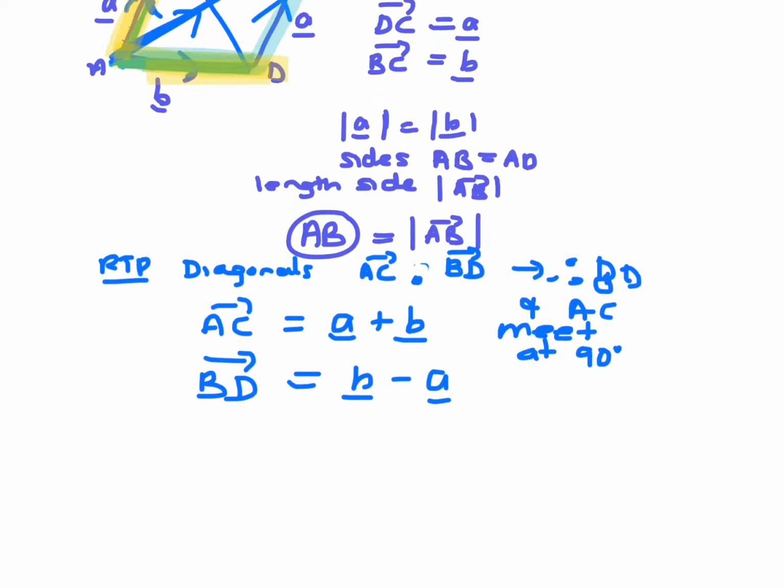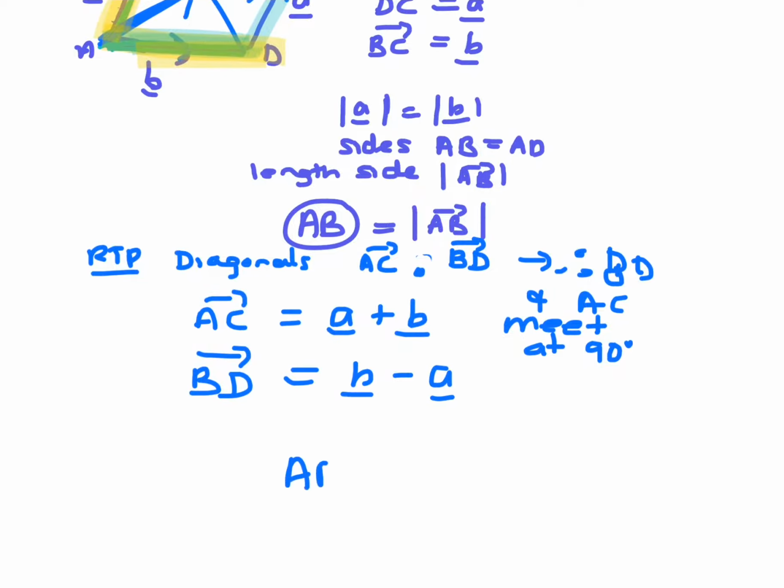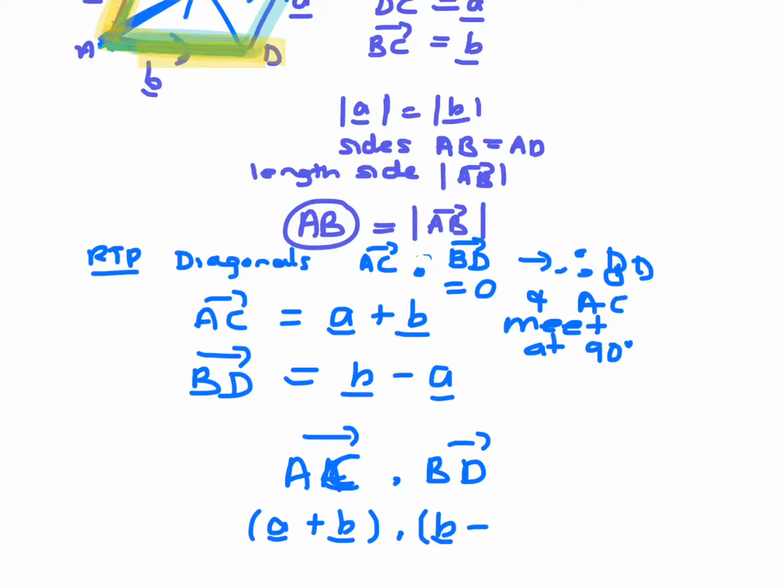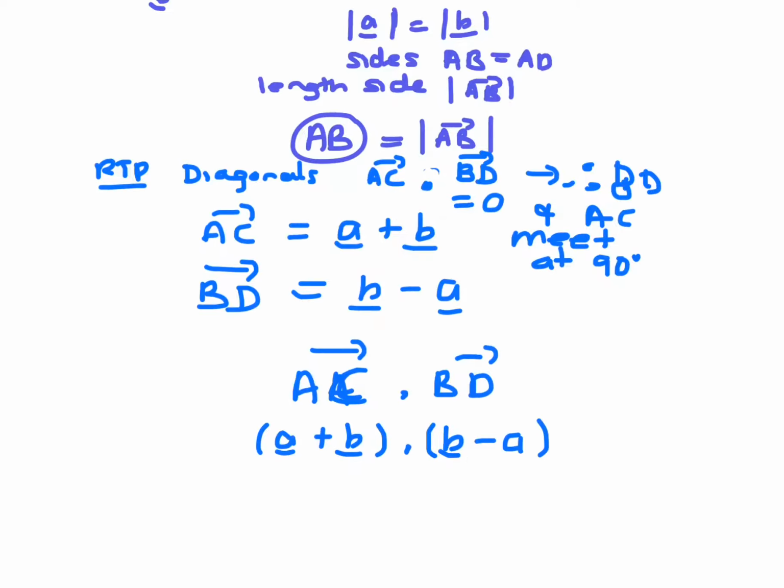So if I look at the dot product of this, if we want to prove that it's right angle, then we want to prove that the dot product will equal 0. So let's go AC dot BD. So that's going to be A plus B dot B minus A. So when I expand that, I'm just going to make that the difference of two squares. So I'm going to put it the right way around, because then it's easier to expand. The two middle terms will cancel out.